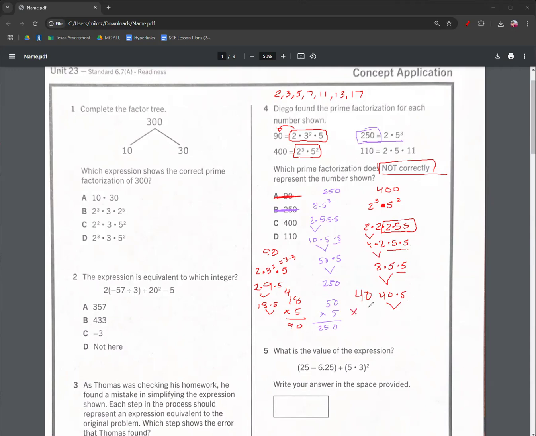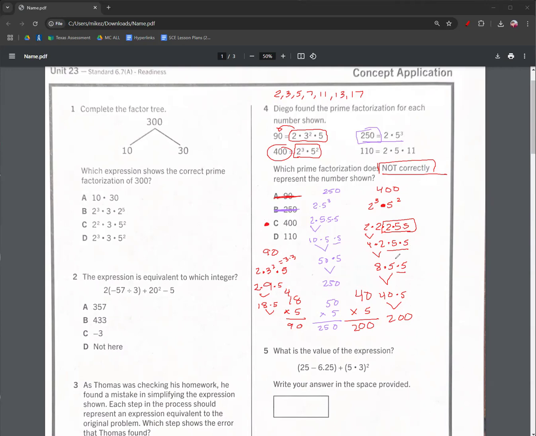40 times 5. 5 times 0 is 0. 5 times 4 is 20. And you're gonna see that is 200. But you're gonna see that my answer should have been what? Right? So I'm gonna put a dot here. I'm pretty sure this is the answer.